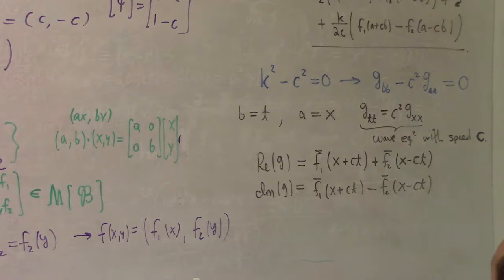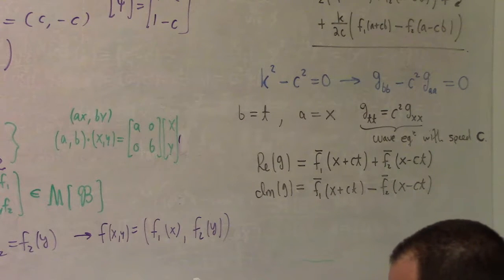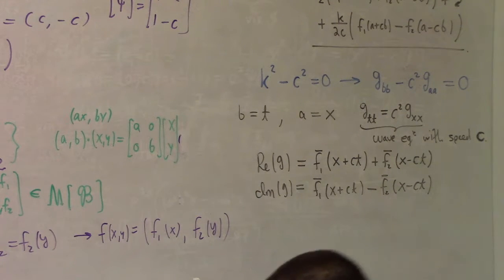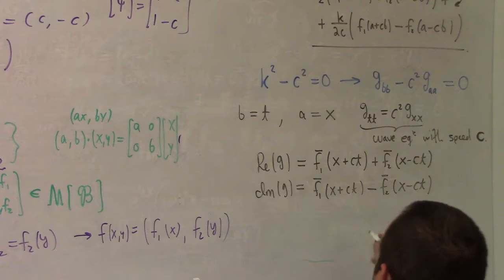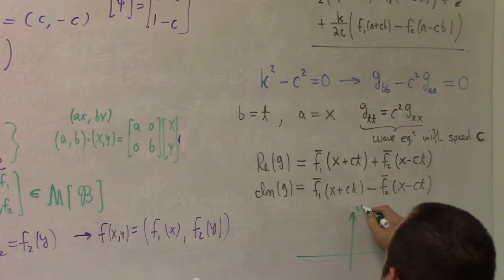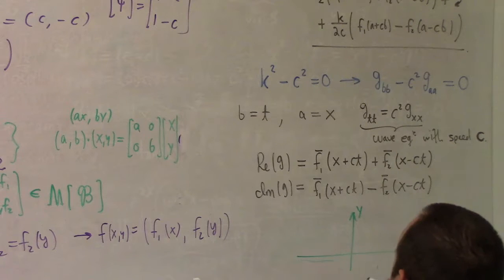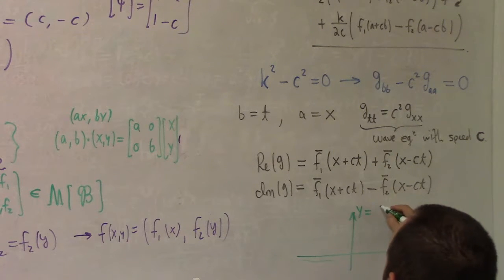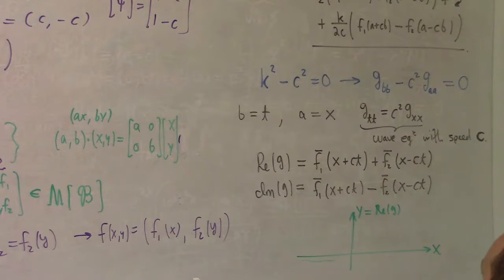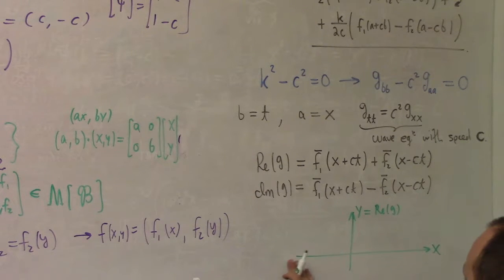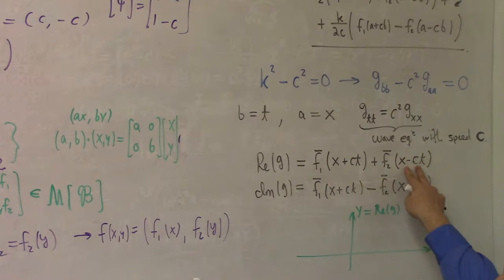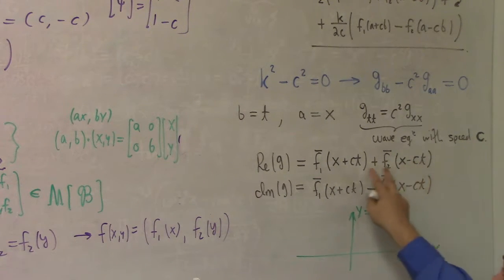What are these? Think about it in terms of, let's say, the y x plane, right, and think about y equals the real part of G, for example. What do you got? What is this? And what is that?